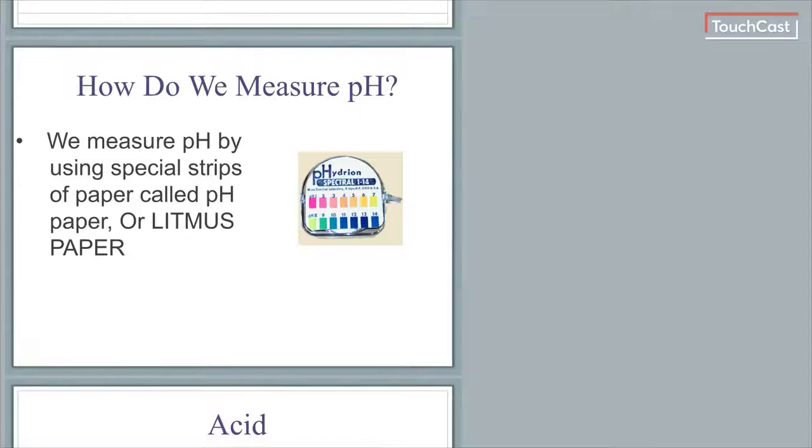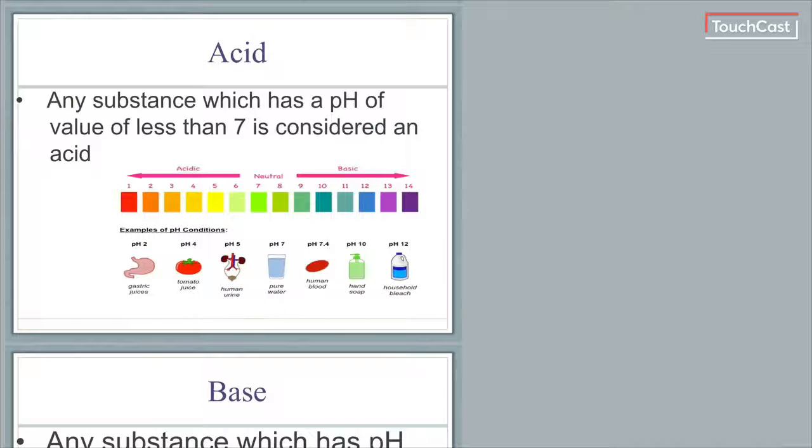Now we need to talk about how we measure pH. And we measure pH by using special strips of paper called pH paper or litmus paper. Many substances that are considered an acid have a pH value less than 7. And acids are going to turn red litmus paper red and blue litmus paper red. So both answers in your box for acid should read red.